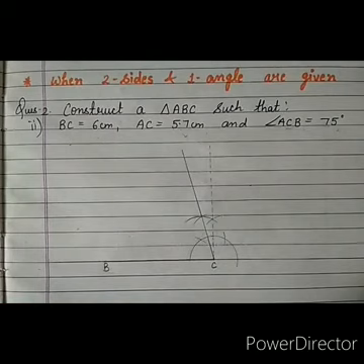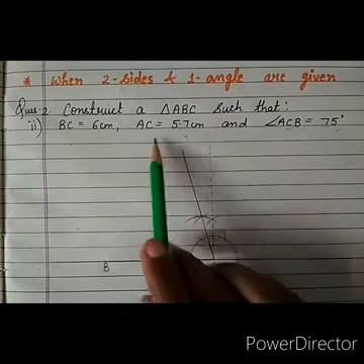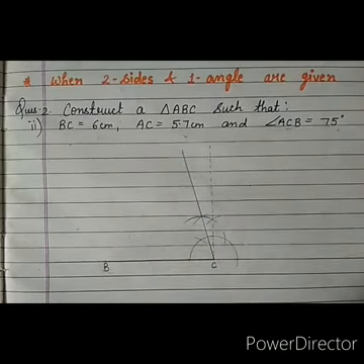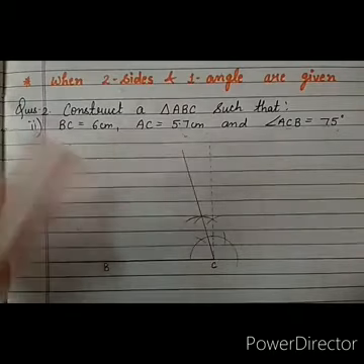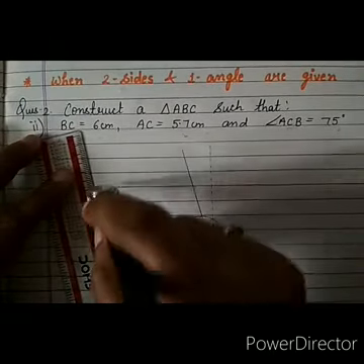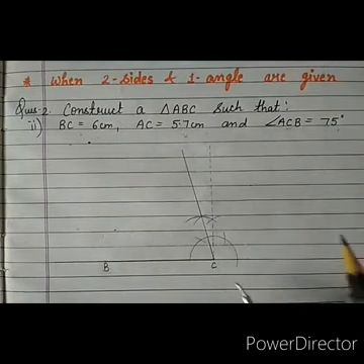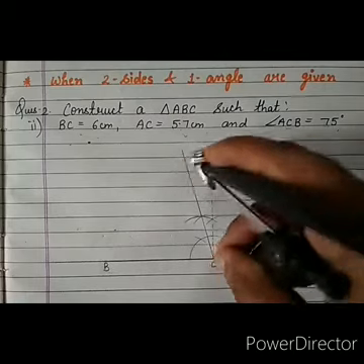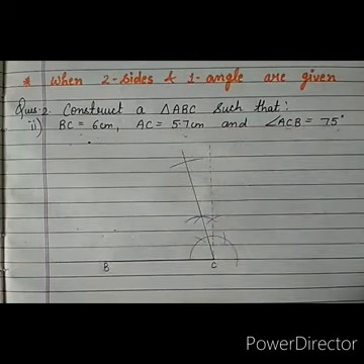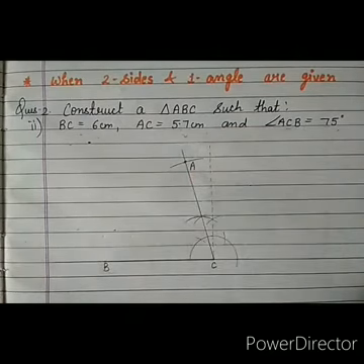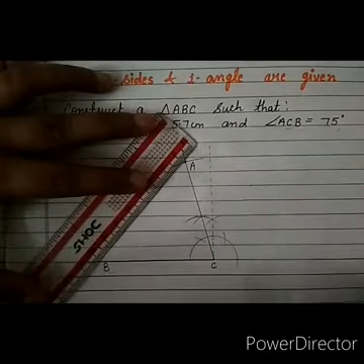Now we have the second side of the triangle, which is AC, that is 5.7 centimeter. So in order to construct this side, we have to measure 5.7 centimeter with the help of ruler and compass in this way. Now make an arc from point C which will intersect the line at a point in this way. Now take the intersection point as point A. Join A and B in this way.